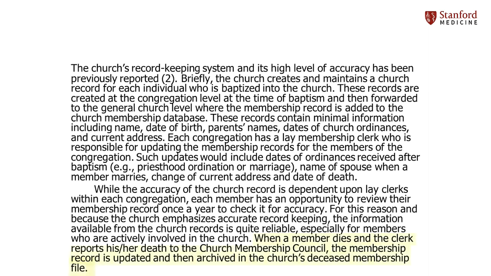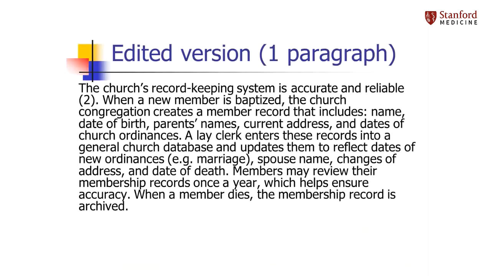And then that last sentence about when a member dies, we don't need to know that it's reported to the church membership council because what we care about here are the records. That's what we're using for the study. So we can get rid of a lot of extra details here. It's really not that important who's doing the reporting and who's archiving the records. We already know it's the lay clerk who's keeping track of these things. So I just pared that down to: when a member dies, the membership record is archived. So you can get this down quite a bit. Hopefully you were able to get something similarly short.